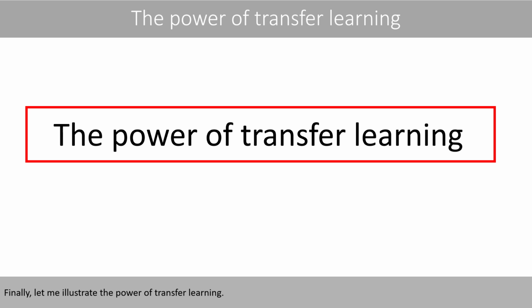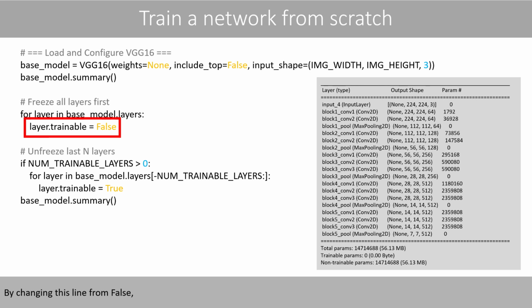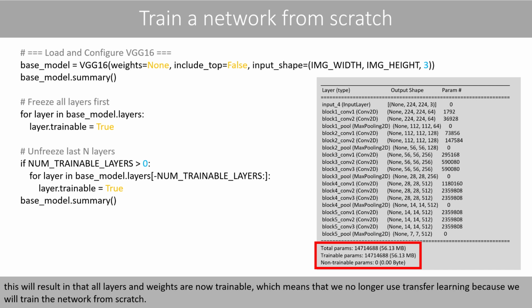Finally, let me illustrate the power of transfer learning. For example, I will here use VGG16 as the base model, starting with random weights. By changing this line from false to true and running the complete code, all layers and weights are now trainable, which means that we no longer use transfer learning because we will train the network from scratch.